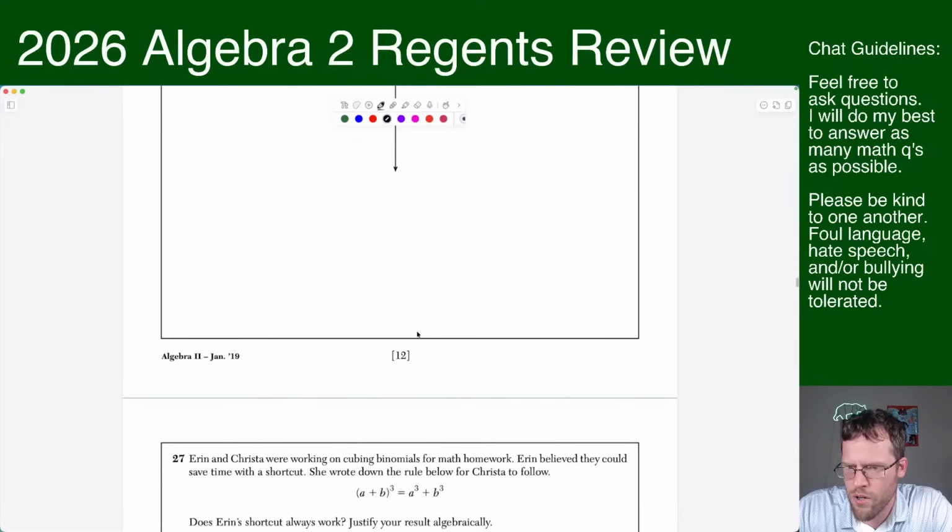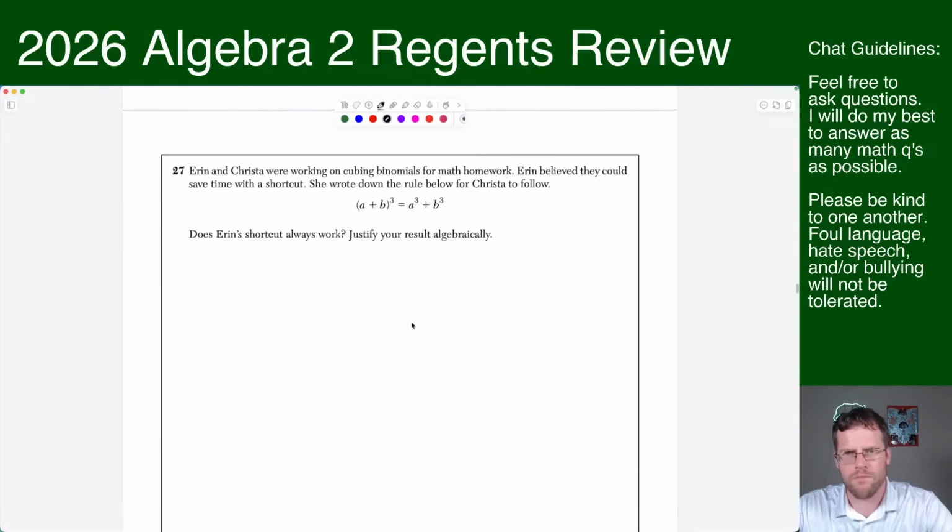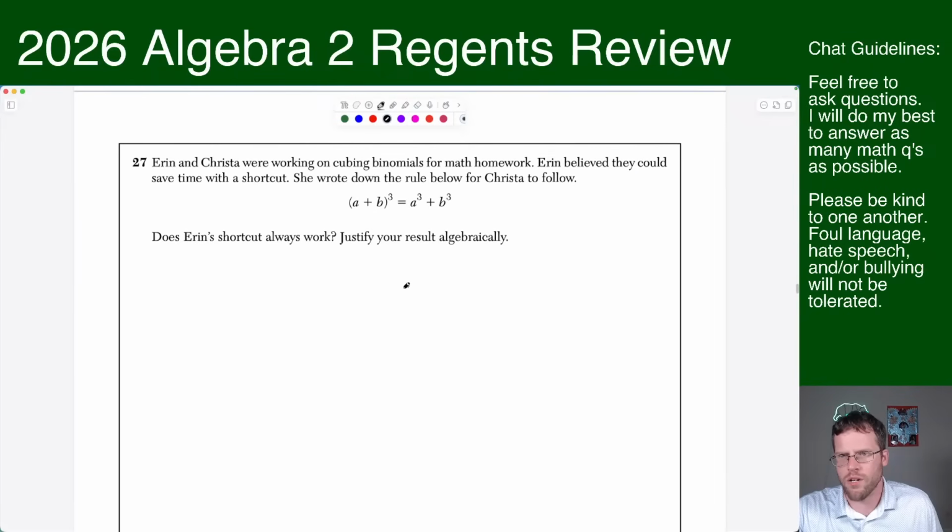So moving on here. All right, so Erin and Krista were working on cubing binomials for homework. And Erin believes she would save time with this shortcut, and she wrote down the rule. Does this shortcut always work? No, it doesn't. All right, and here's why.